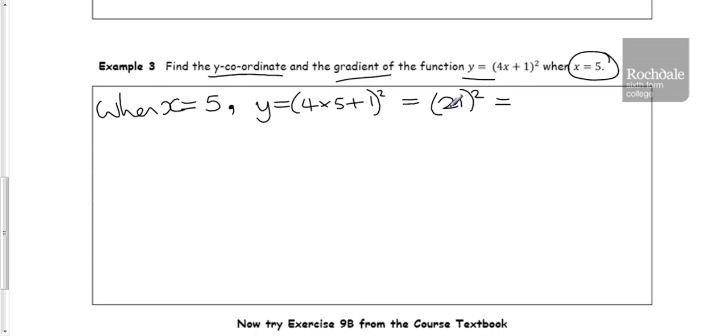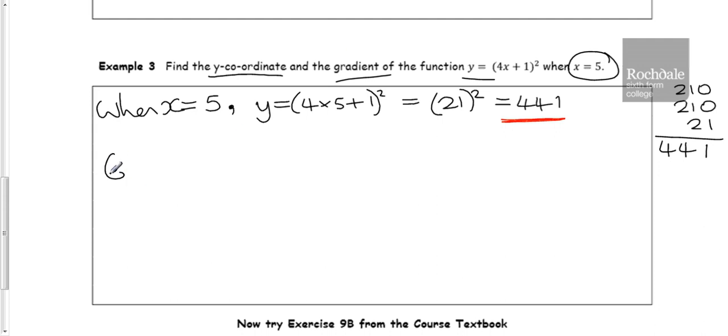Well, 10 21s are 210, and then another 10 21s will be another 210, so that'll be 20 lots of 21. I just need one more 21 to end up with 441. So the y coordinate when x is 5 is 441.